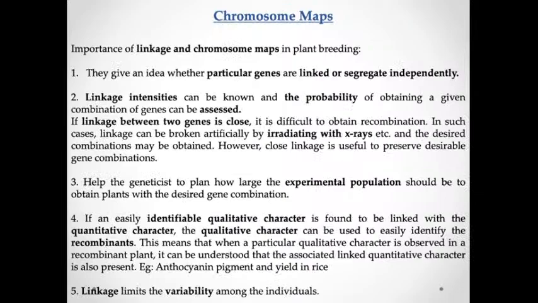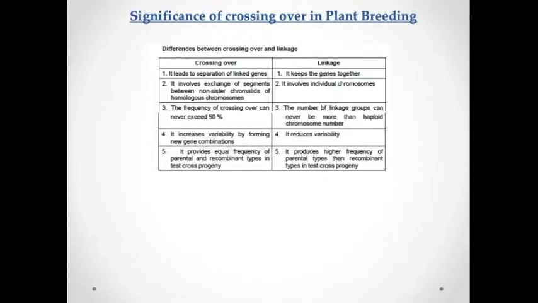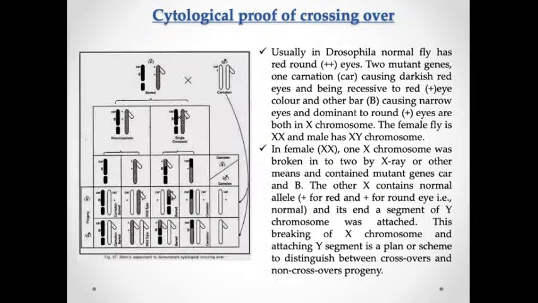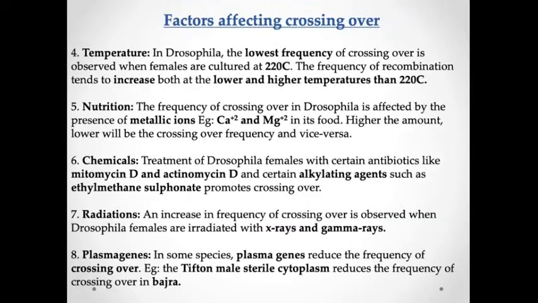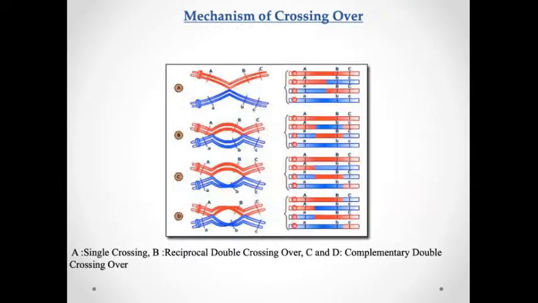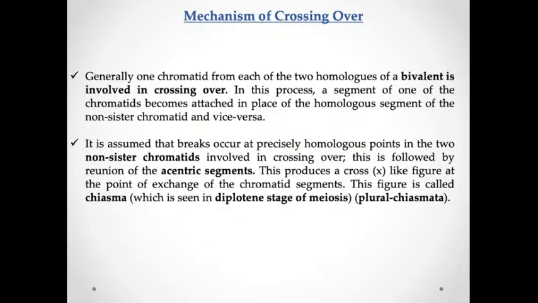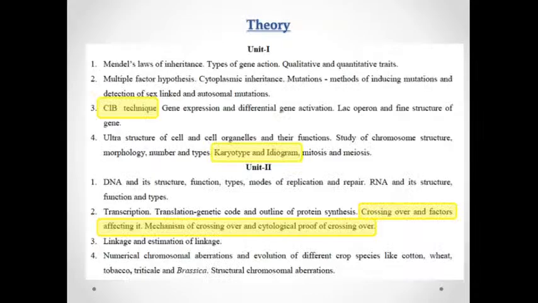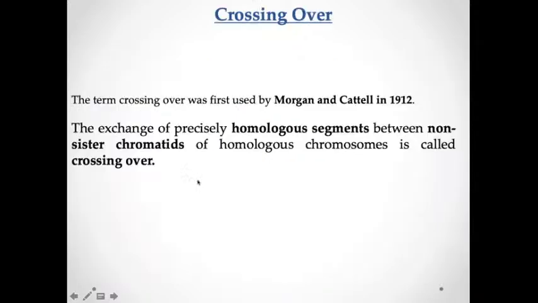So that was about chromosome maps. We have studied cytological crossing over, factors affecting crossing over, and the mechanism of crossing over. We have studied what crossing over is. So we have done this part totally now. Now we are coming to the karyotype and ideogram. Afterwards we come to the CIB techniques.